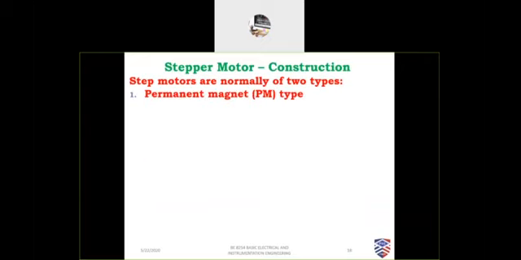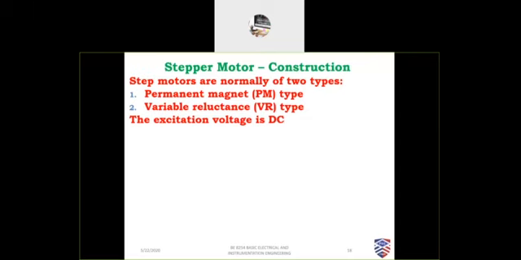Construction. Stepper motors are normally of two types. One is permanent magnet and another one is variable reluctance. In permanent magnet, the magnet will have a north and south pole. But in variable reluctance, as we already said, the current will flow through the shortest path, that means the low resistance path. Likewise, the magnetic flux also will flow through the shortest path. On that principle, the variable reluctance motor will work.